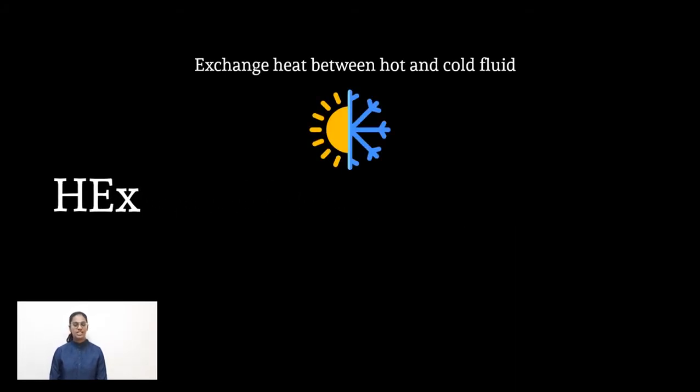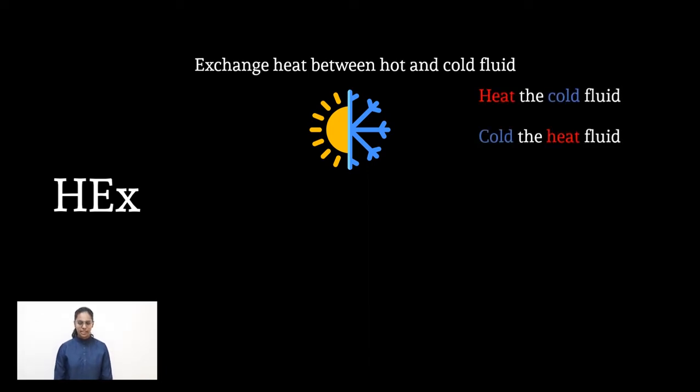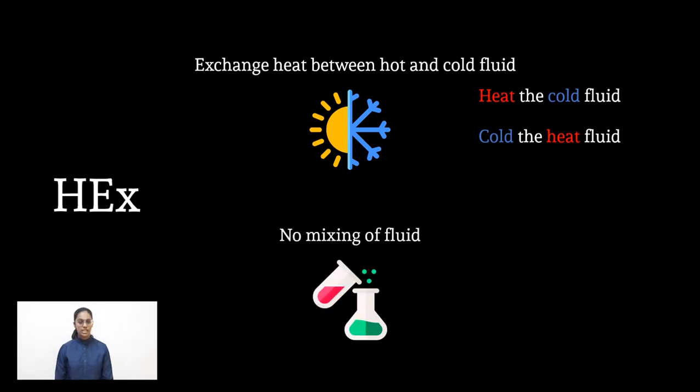A heat exchanger is a device that is used to exchange heat between a hot fluid and a cold fluid. The main intention of designing a heat exchanger is to heat a cold fluid or to cool a hot fluid. The fluids in the heat exchanger are not allowed to mix. This means that the fluid will be flowing in separate channels which are bounded by walls to prevent mixing.